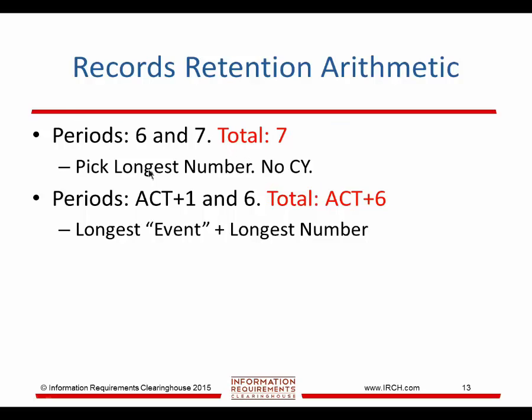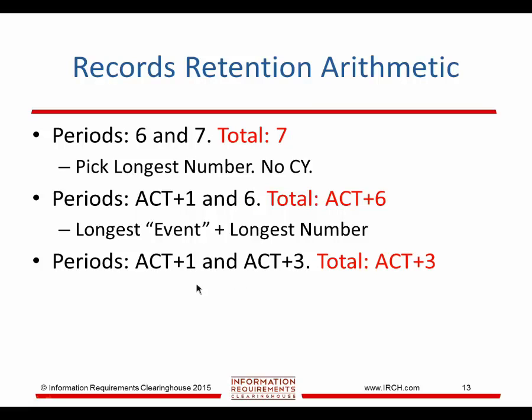And for periods such as an event type retention of active plus 1 with a numerical type creation retention, you take pieces of both to get a retention of active plus 6. You take the longest event, in this case there is no event part to it, so the longest is the ACT, and you take the longest number, in this case 6, compared to 1. And that gives us an active plus 6 retention. Periods such as active plus 1, active plus 3, we just take the longest of each part. In this case, the 3 was still the longest number and was one of the numbers we considered, but you take the longest of the events and you will take the longest of the numbers.